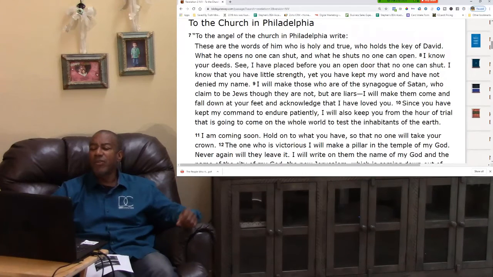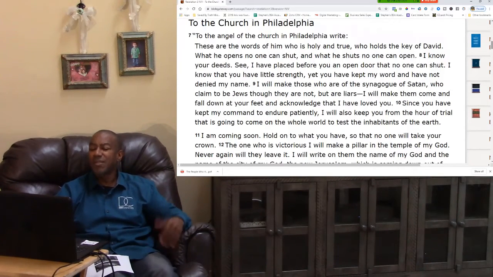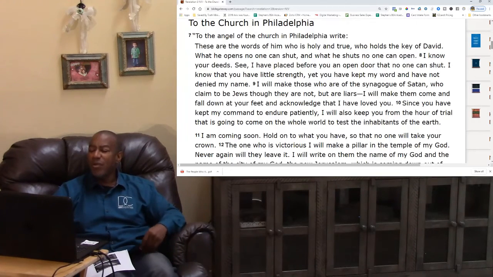To the angel of the church of Philadelphia write, these are the words of him who is holy and true, who holds the keys of David. When he opens, no one can shut, and when he shuts, no one can open. I know your deeds. See, I have placed before you an open door that no one can shut. I know you have little strength, yet you have kept my word and have not denied my name.